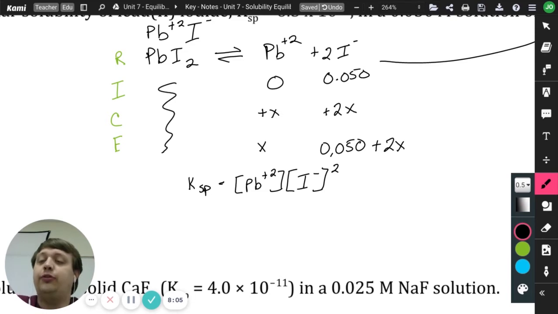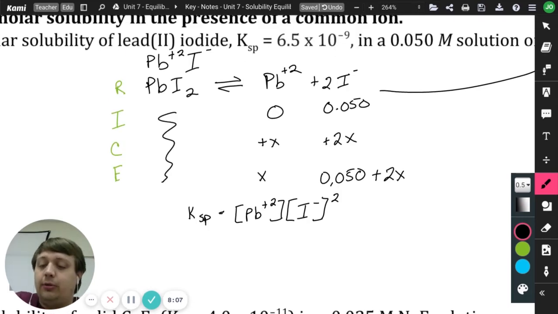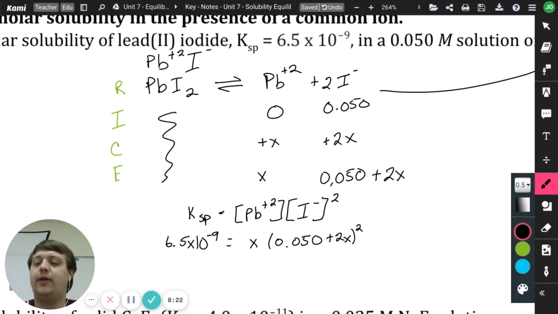Then I'm going to go ahead and plug in what I know. So I was told that my Ksp is 6.5 times 10 to the negative 9. My concentration for lead is x, and my concentration for iodide is 0.050 plus 2x. And we're going to square that right there.